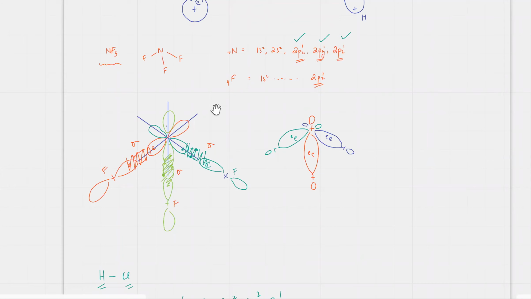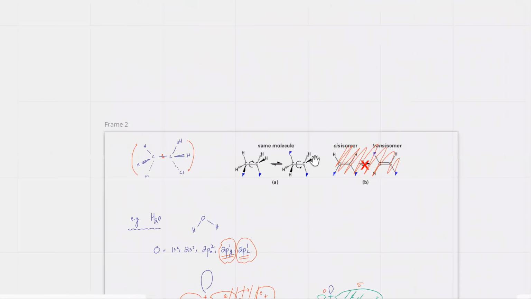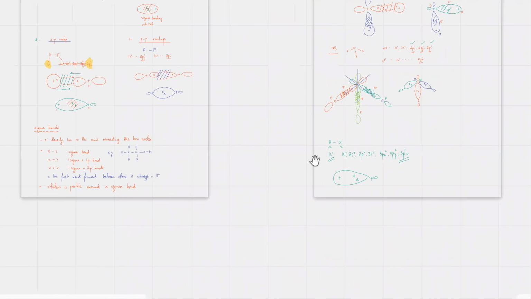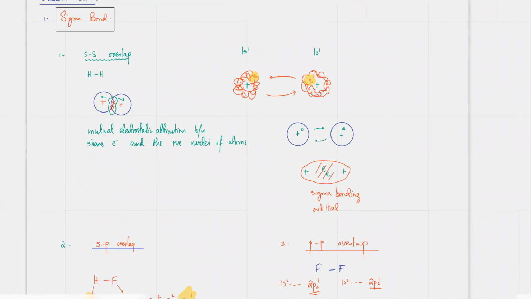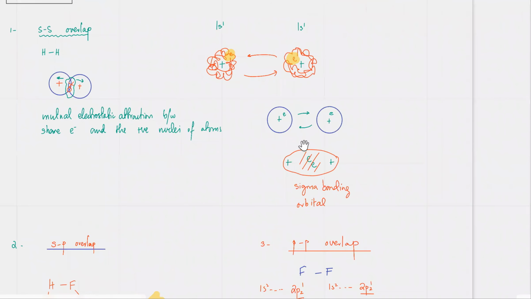अच्छा चलिए, let's start. ठीक है, just a brief recap of what we were up to. ठीक है, we were talking about sigma bonds. I told you that sigma bonds is when orbitals overlap.